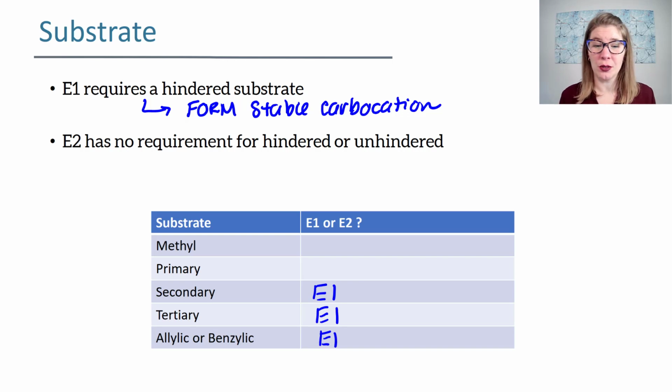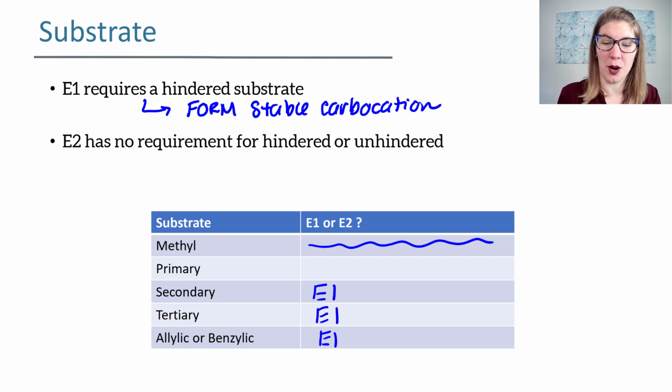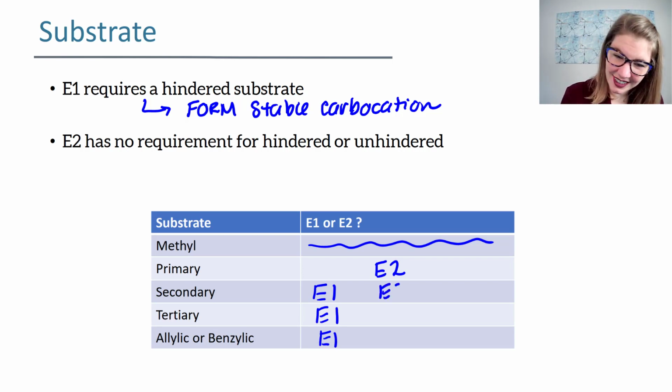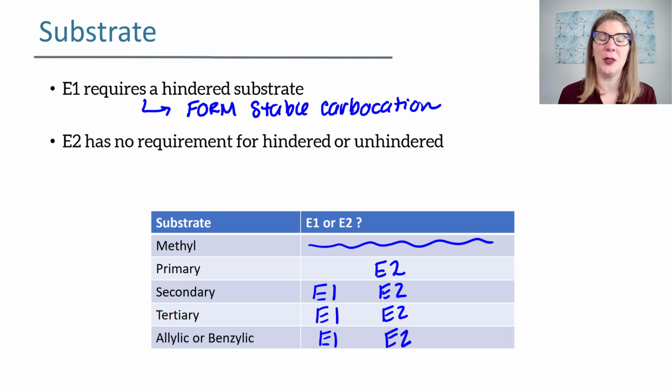Whereas E2 is not going to happen for methyl because you don't have a beta proton, so that's not going to occur for either. E2 will happen for primary because you have a beta proton, right? As long as you have a beta proton. Secondary, it'll work. Tertiary, it'll work. And as long as there's a beta proton to abstract, it will also work for allylic and benzylic.